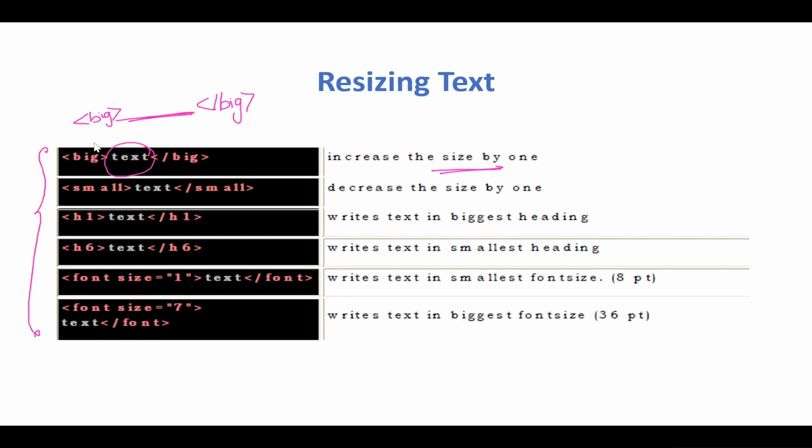Okay. Similarly, opposite of big, I can use the tag small, open small, close small. Within that, whatever is there, it will appear in a smaller form. So it will decrease the size by 1.